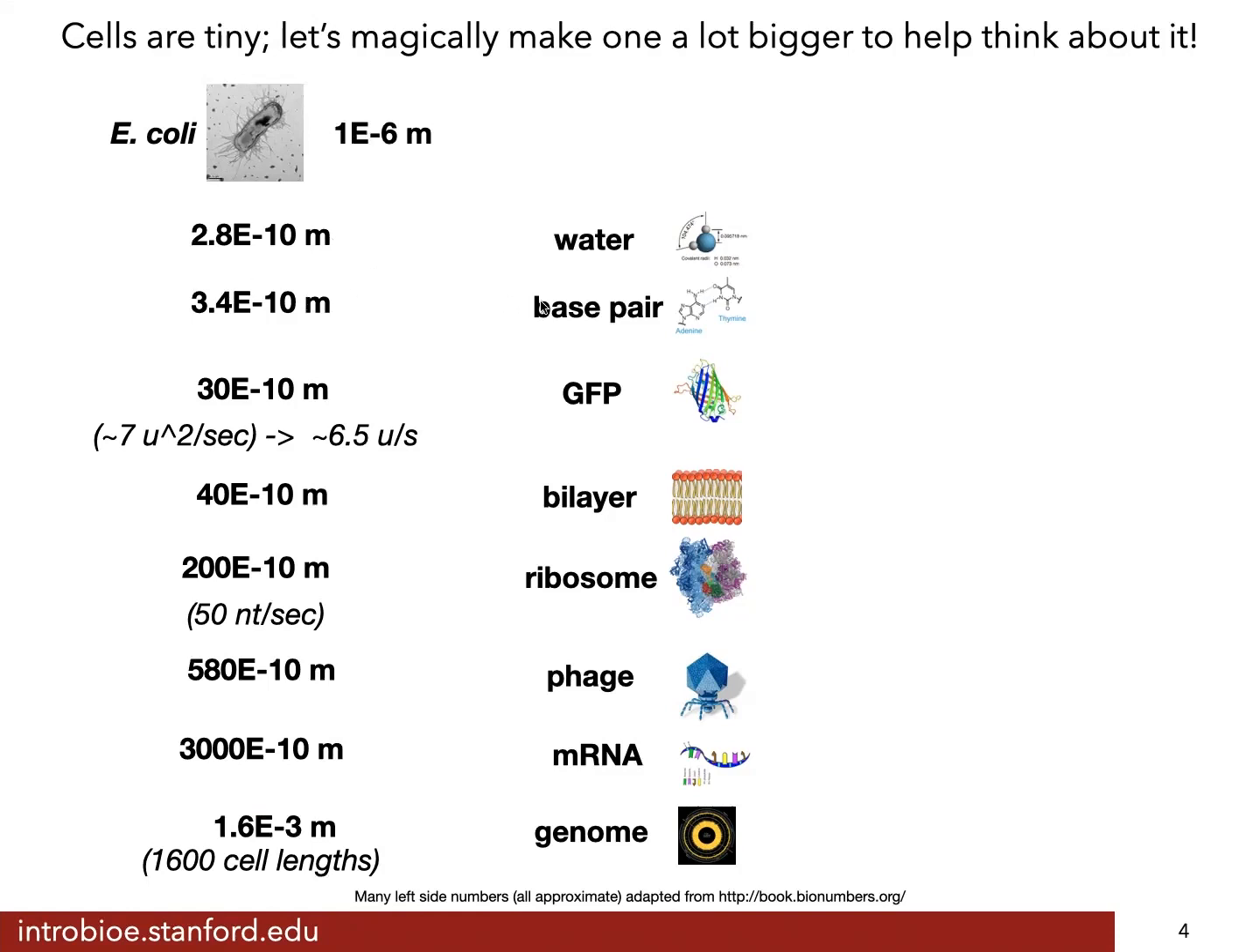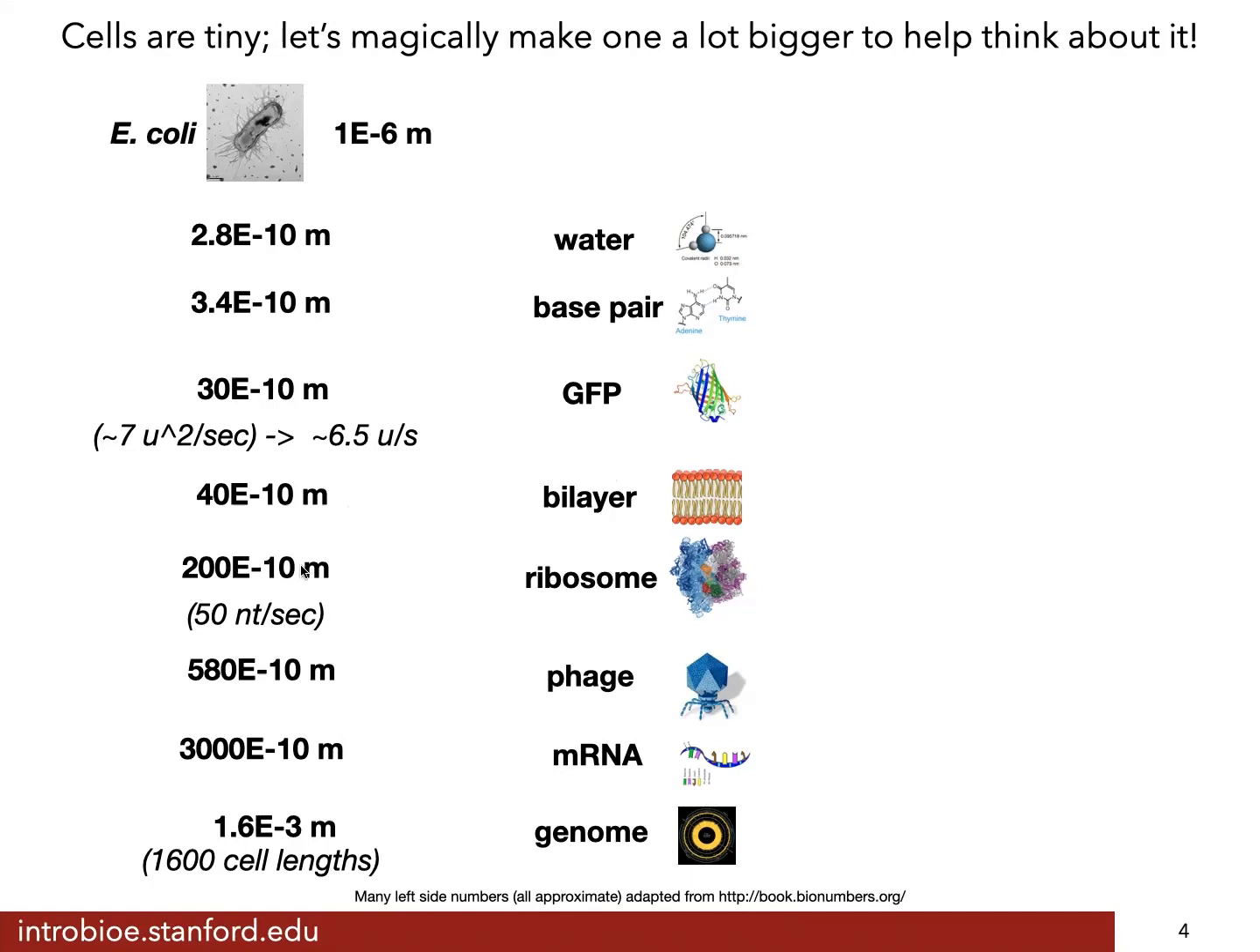How about a base pair of DNA? 3.4 × 10⁻¹⁰ meters. What about this green fluorescent protein? Well, it's about 3 nanometers, or 30 tenths of a nanometer. I'm keeping everything in 1 × 10⁻¹⁰ just so you can compare it more easily. A typical protein, maybe 3 nanometers in diameter. Bilayer, 4 nanometers, or 40 tenths of a nanometer.